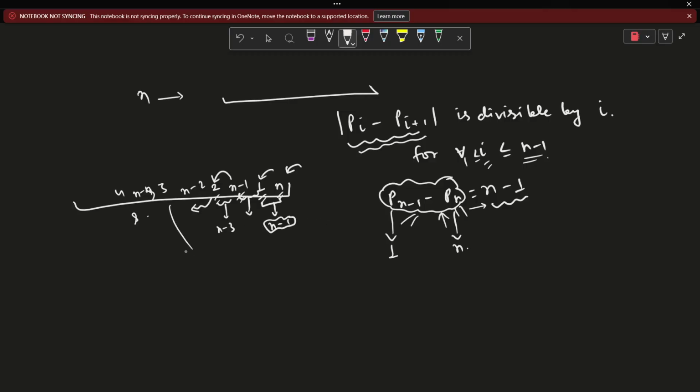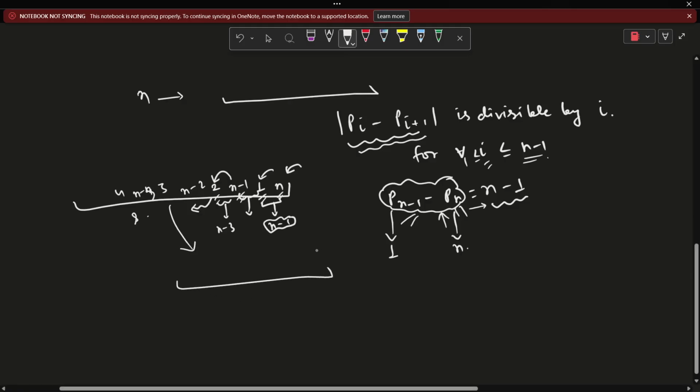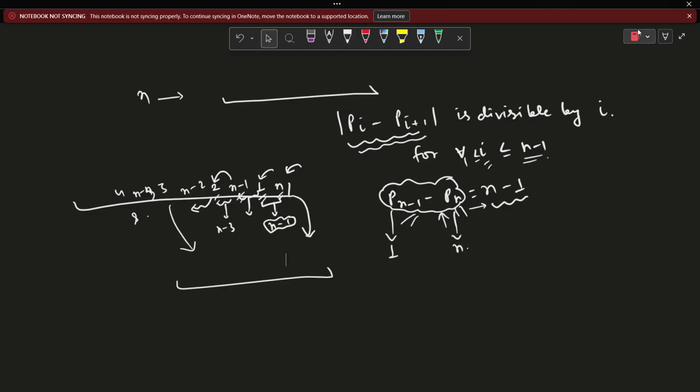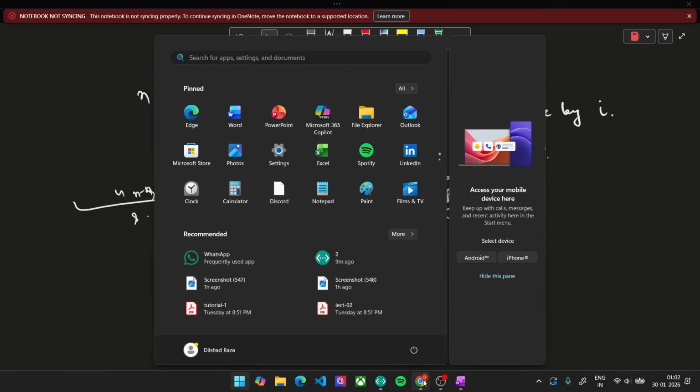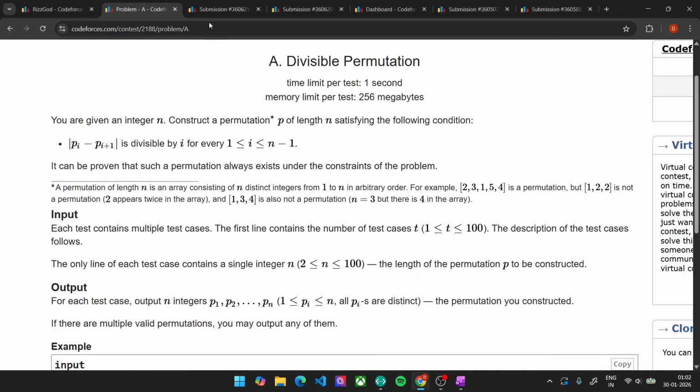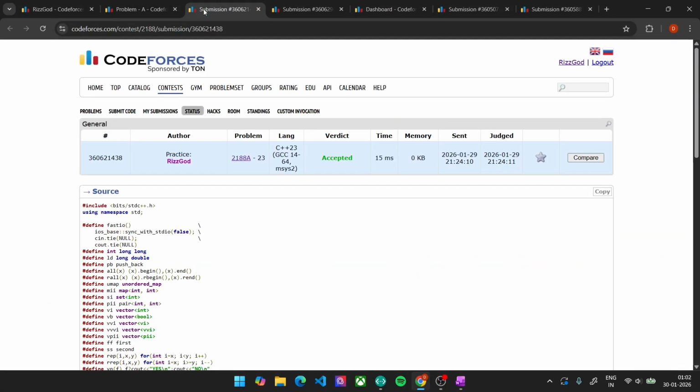So what I'm going to do is start constructing my permutation from the back, and then just print the numbers in this order. Let's move into the implementation. Let's look into the code to get more clarity.